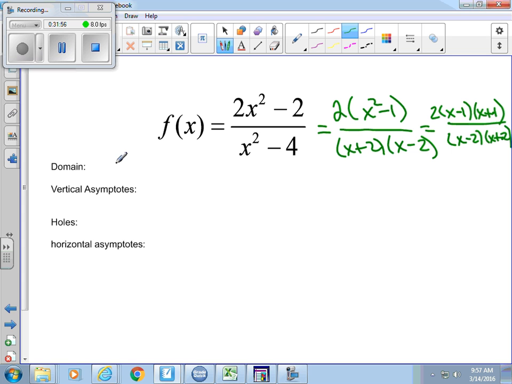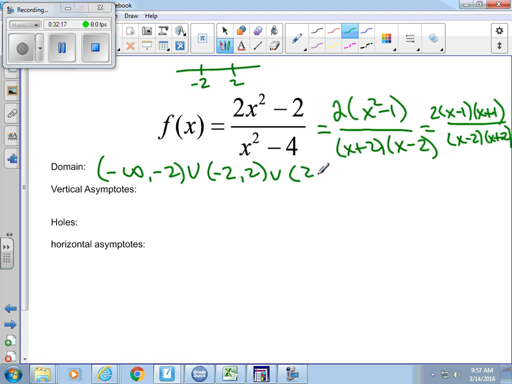Okay, domain. What are my two things that are not included in the domain? Good, -2 and 2. So my domain is -infinity to -2, -2 to 2, 2 to infinity. Any questions about that part?